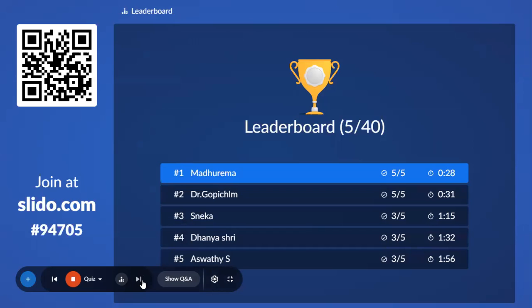We have Madhurema with 5 on 5. Then we have Dr. Gopi 5 on 5. Then Sneka 3 on 5. Danyashri 3 on 5. And Ashwati Santosh with 3 on 5.